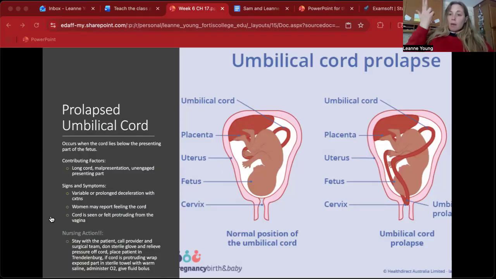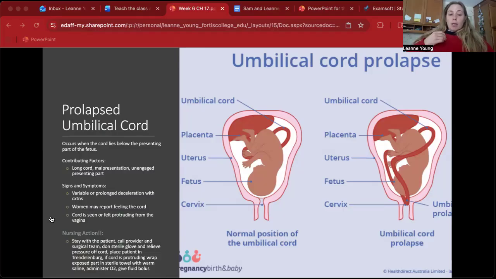We want to lift up that presenting part off of the umbilical cord so that baby can be oxygenated again, okay? That is our priority intervention with an umbilical cord prolapse. Other things that we need to do: stay with the patient, call the provider and the surgical team, don sterile gloves and relieve pressure of the cord.